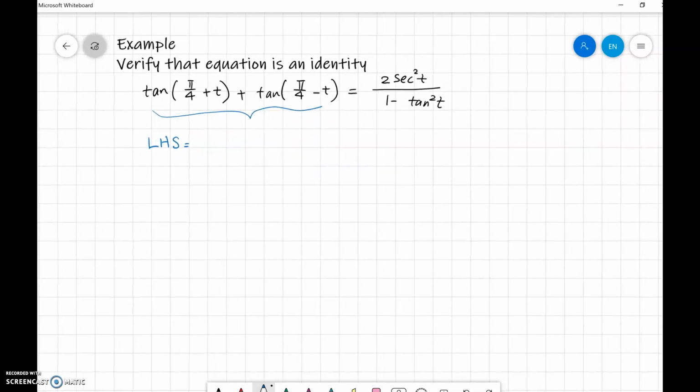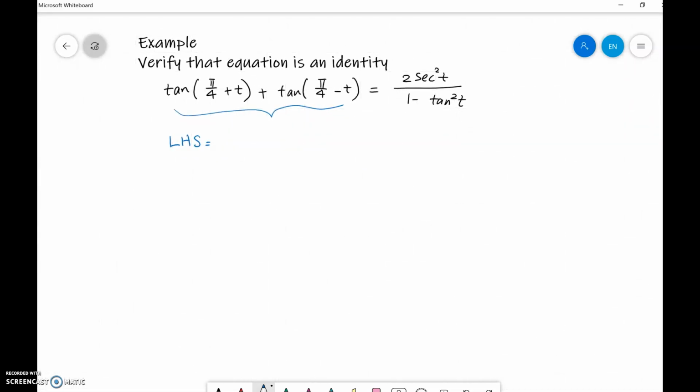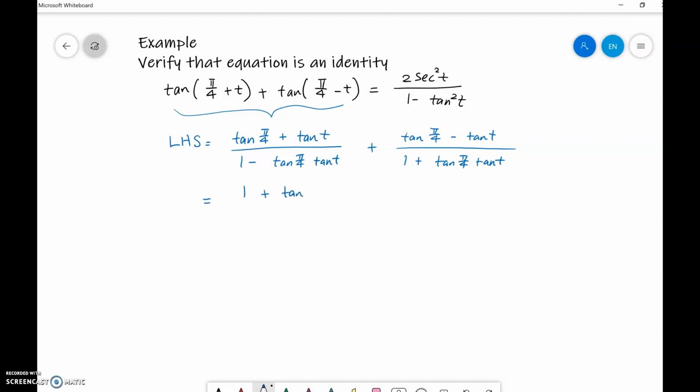I probably need a little bit more space. For the first term, tangent of pi over 4 plus t can be expanded as tangent of pi over 4 plus tangent of t over 1 minus tangent of pi over 4 times tangent of t. The second part can be expanded as tangent of pi over 4 minus tangent of t over 1 plus tangent of pi over 4 times tangent of t. So tangent of pi over 4 is 1. So we're going to replace all the tangent pi over 4 with 1.